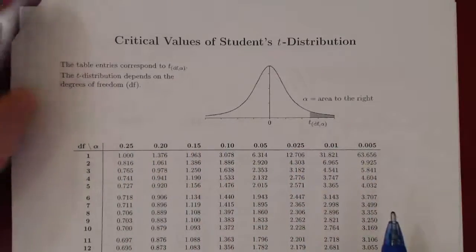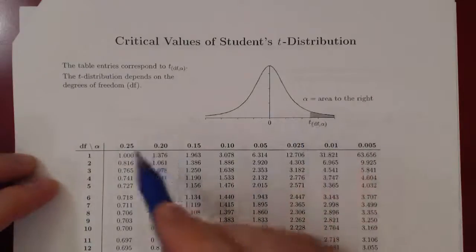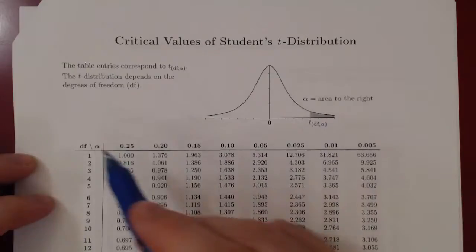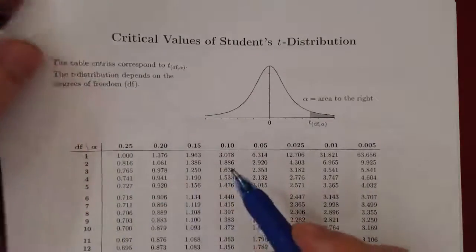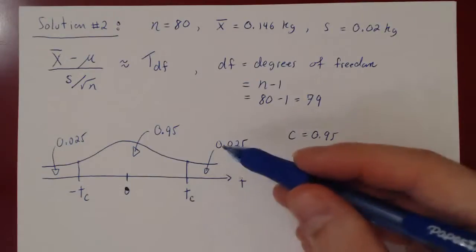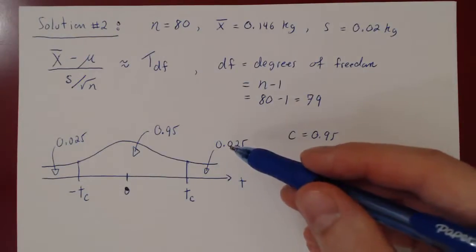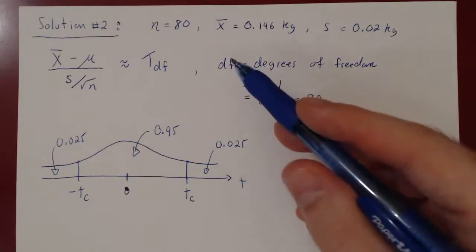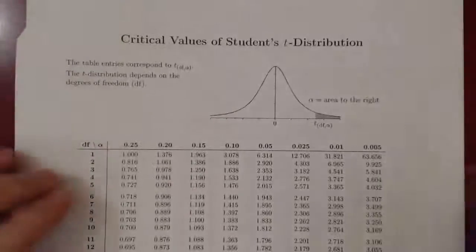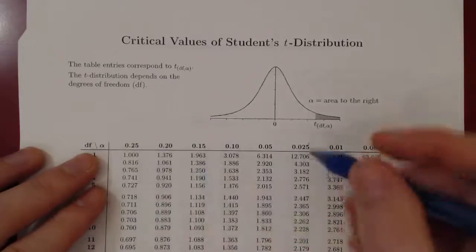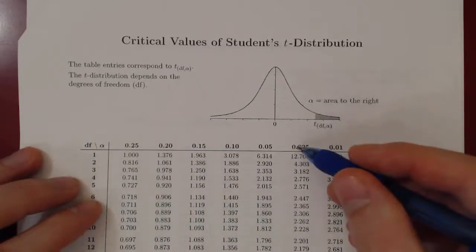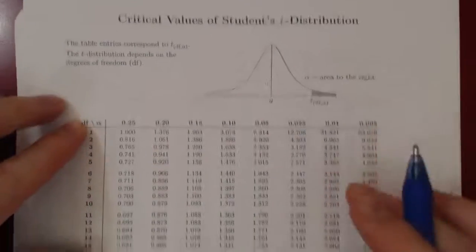Well, let's look at our picture. So to find the value of t, we need alpha, the area to the right of the t-score, and the degrees of freedom. So let's see here. Here's our t-score. The area to the right is 0.025. The degrees of freedom are 79. So we look for 0.025. There it is. That's the area to the right. And the degrees of freedom, let's go down.